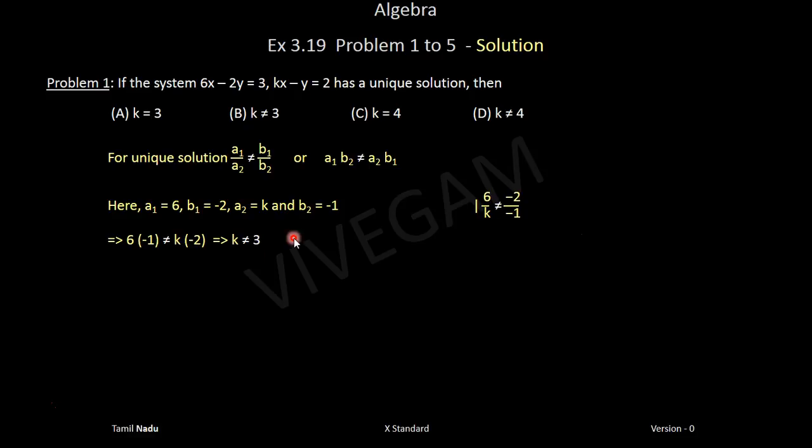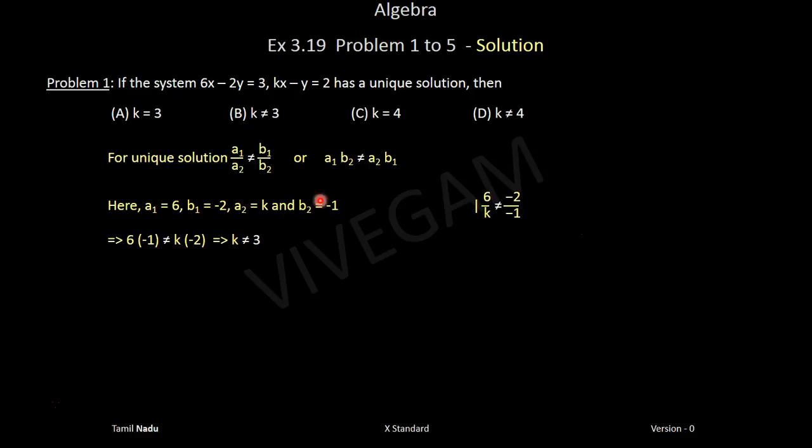And the other way is you can apply this formula also. a1 b2 is not equal to a2 b1. a1 is 6 and b2 is minus 1, is not equal to k, which is a2, times b1. So k into minus 2, and this minus sign will get cancelled. So 6 will be not equal to 2k, or k will not be equal to 3. So either way you'll be able to work it out.